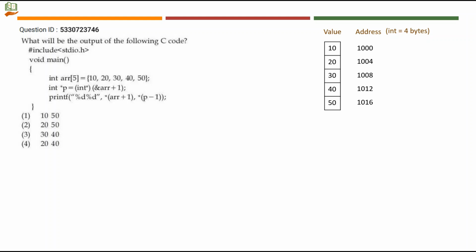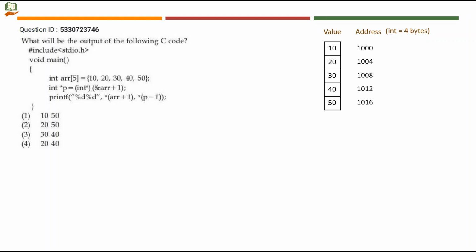So if this value 10 has a base address of 1000, then the next value will be 1000 plus 4, which is equal to 1004. The third value will have plus 4, 1008. The fourth value will be placed in plus 4, 1012. Then the fifth value plus 4, 1016. This is how the addresses will be.